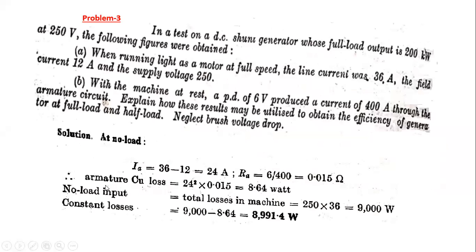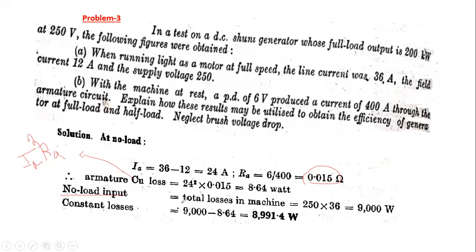Therefore, armature copper losses is IA square RA. What is the IA value? 24, into RA, which is 0.015. Next we calculate the no load input.